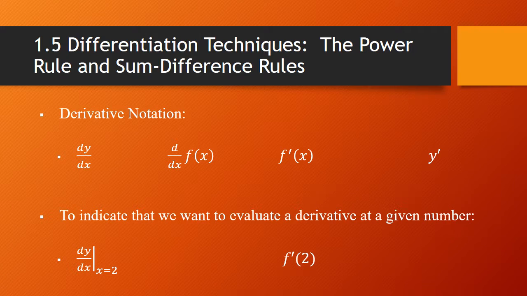When we want to take a derivative at a specific value for x, there's a couple of ways we can show that. One is the dy dx, and we have a line, and at the bottom of the line, x equals 2. This tells us to take the derivative of the function, and once we have the derivative, put in 2 for x and solve. The second way to indicate that we want to do this is f prime of 2. Again, take the derivative, get the equation for the derivative, and then put 2 in place of x.